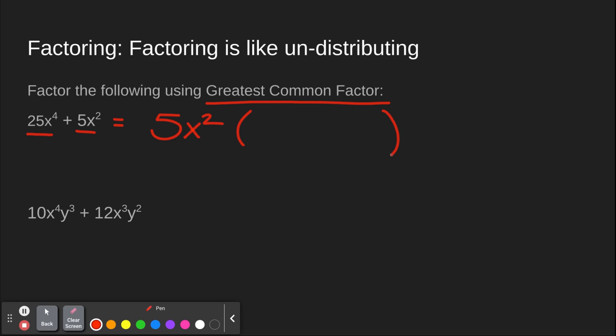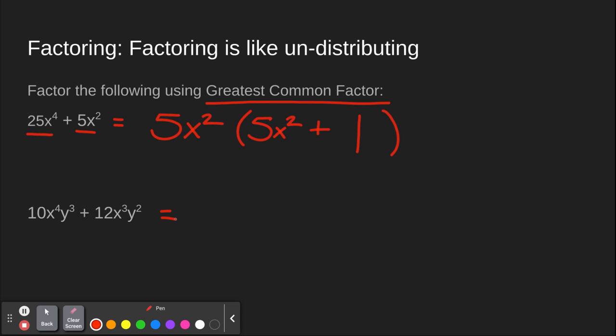Okay, and you ask yourself, 5x squared times what equals 25x to the fourth? Well, I know this is going to be a 5. Now we got our 25. And this is going to be, Jonathan, an x squared. Okay, so we've undistributed. And now, this is when it can be hard. Some people would leave this blank. 5x squared times what is 5x squared? It's a 1. You got to put that 1 in there.